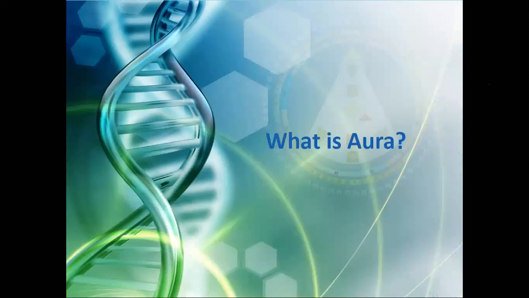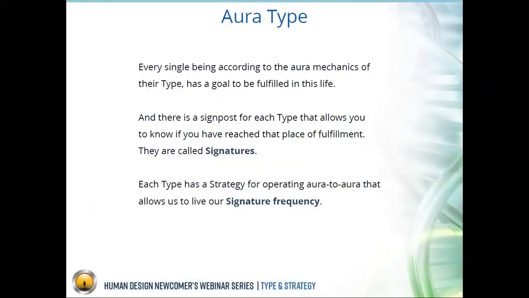And the topic of today, our type and strategy, is all about aura. And what is aura? Every single being, according to the aura mechanics of their type, has a goal to be filled in this life. And we have signposts for each type that allow us to know if we have reached that place of fulfillment. And these are called signatures. Each aura type has a strategy for operating aura to aura that allows us to live our signature frequency.